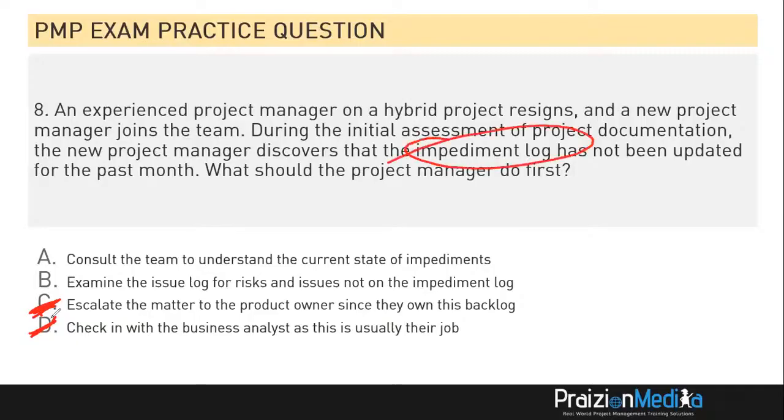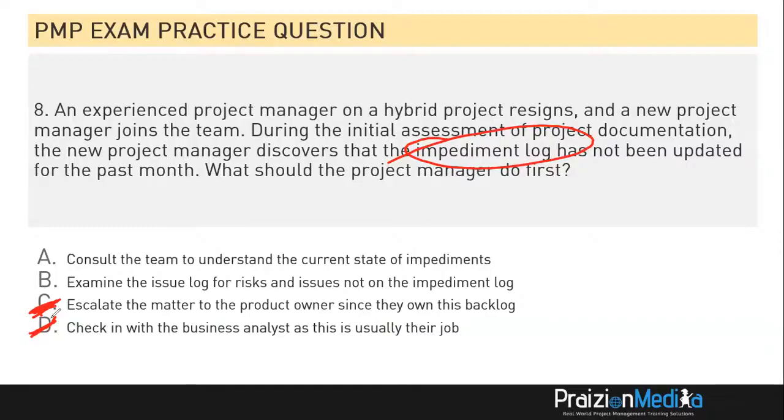So you see how they're trying to put words into your head. You will have questions on the exam that do that. So you need to know your content very well to delineate fact from fiction. C is fiction, right? They don't own the impediment log. They own or are accountable for the backlog, product backlog, but they don't own the impediment log.